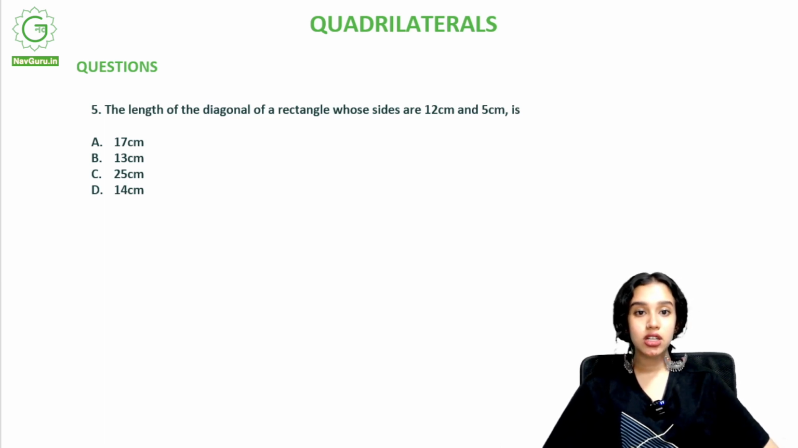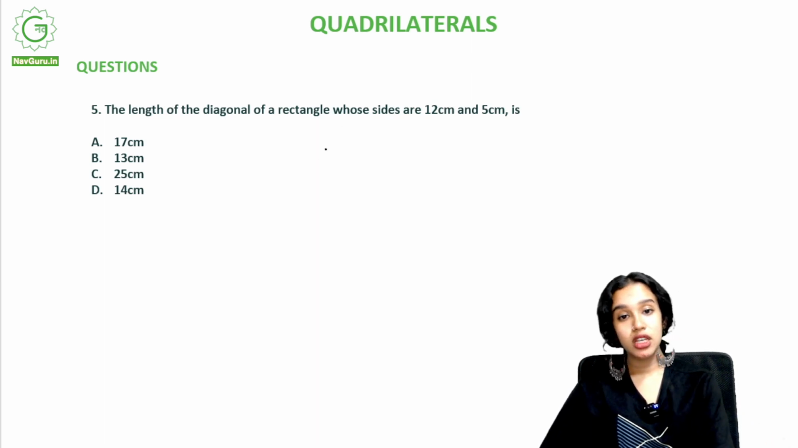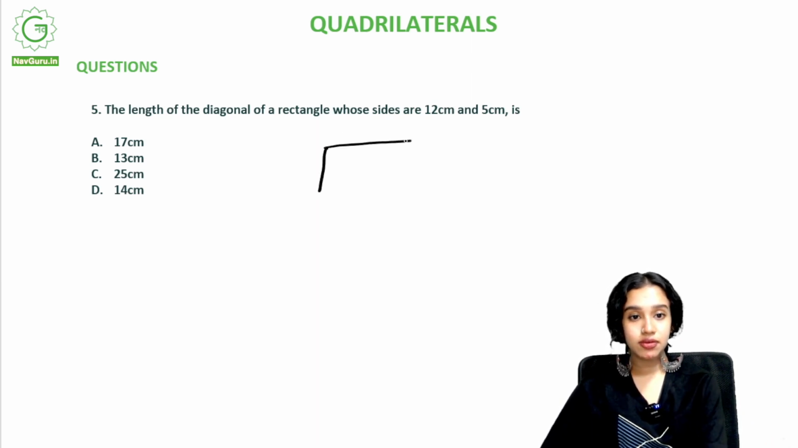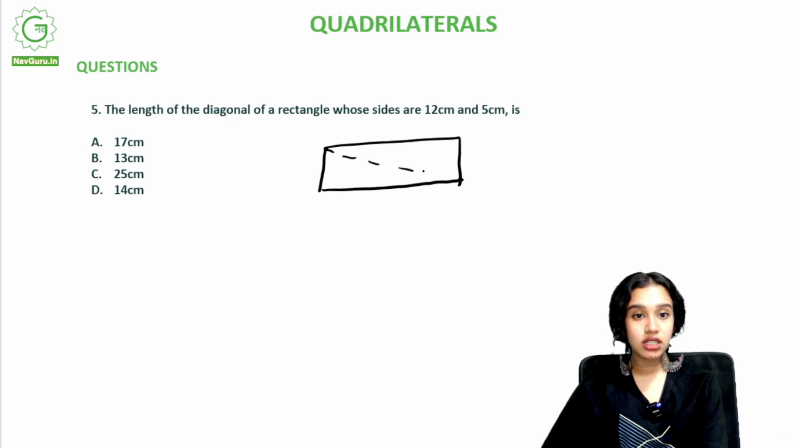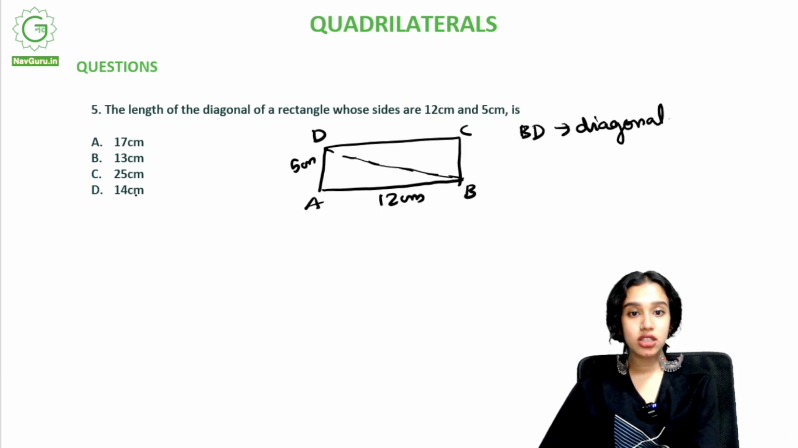The length of the diagonal of a rectangle whose sides are 12 centimeter and 5 centimeter is. So, we have a rectangle here, right? Now, we have to find the length of the diagonal of the rectangle. So, let's say this is the diagonal and the sides are 12 centimeter and 5 centimeter. Let's say the rectangle is ABCD, right? BD is the diagonal, right? So, what is the length of BD?